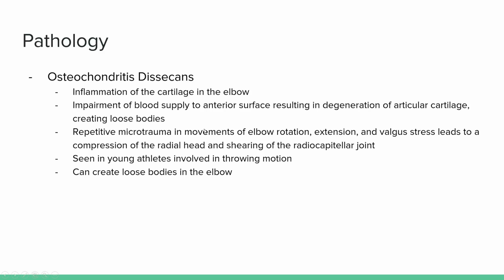So the pathology for osteochondritis dissecans is inflammation of the cartilage in the elbow, impairment of blood supply to the anterior surface resulting in degeneration of the articular cartilage, which can cause the creation of loose bodies. Repetitive microtrauma and movements of elbow rotation, extension, and a valgus stress leads to the compression of the radial head and shearing of the radiocapitellar joint. Seen in young athletes, mostly involved in a throwing motion.